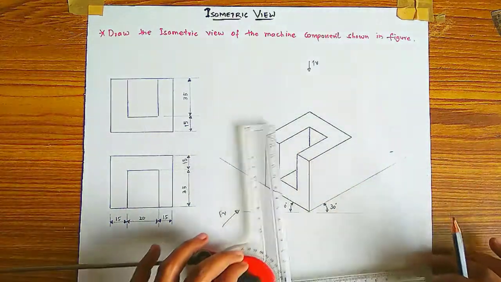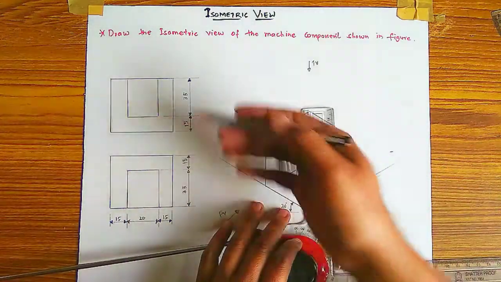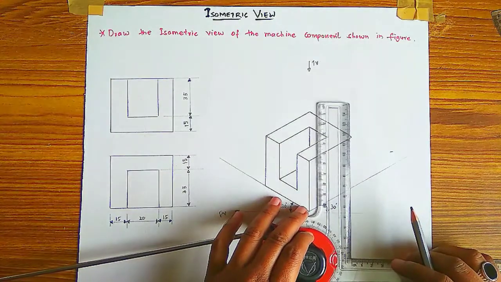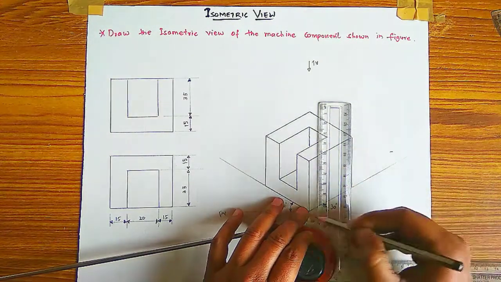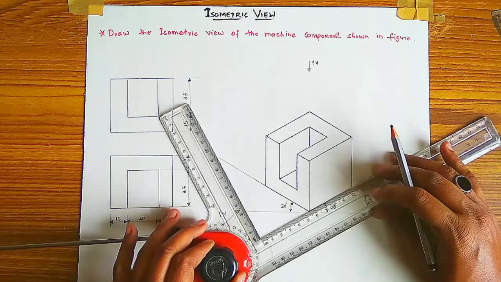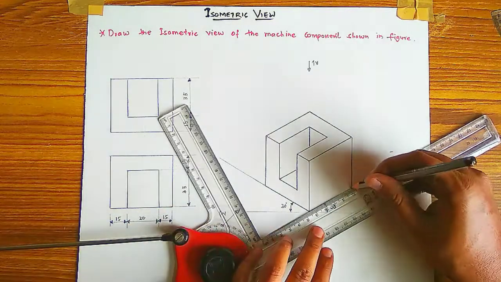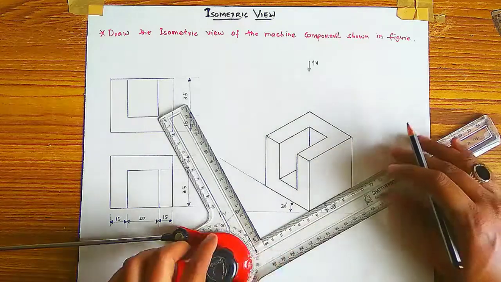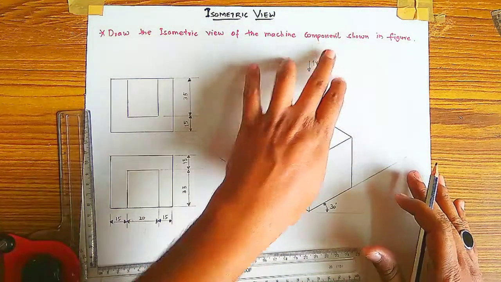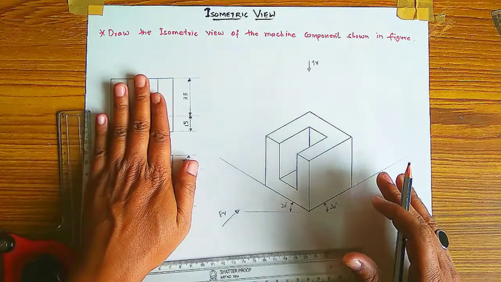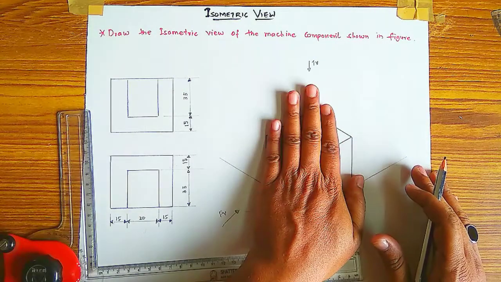Now for the side view, the question doesn't give the side view, so you just have to draw a straight perpendicular line with this angle and join this line, and the side view is also completed. And this is the complete solution of this question, that is the isometric view of the machine component as shown in the figure of the orthographic view, and this is the isometric view.